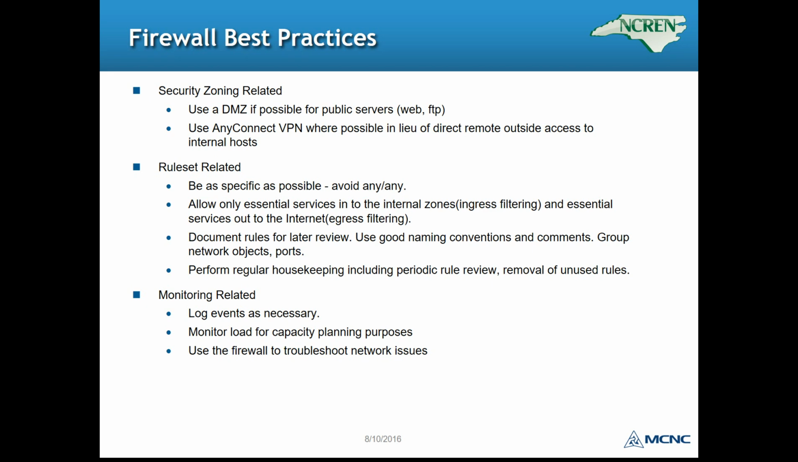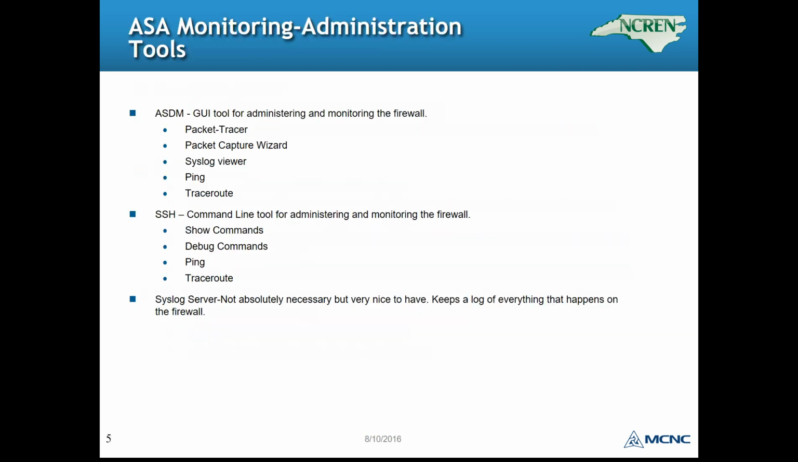So now let's talk a little bit about tools that the ASA has that can help you as far as being able to troubleshoot connectivity issues. The first is the one that all of you are probably familiar with. It's the ASDM. Basically, it's a GUI tool for administering and monitoring the firewall. And within the ASDM, there are a lot of different subtools too, and I call out just a few of them here because these are the ones that we're probably going to find the most useful when we're trying to troubleshoot something. The first of them is Packet Tracer.